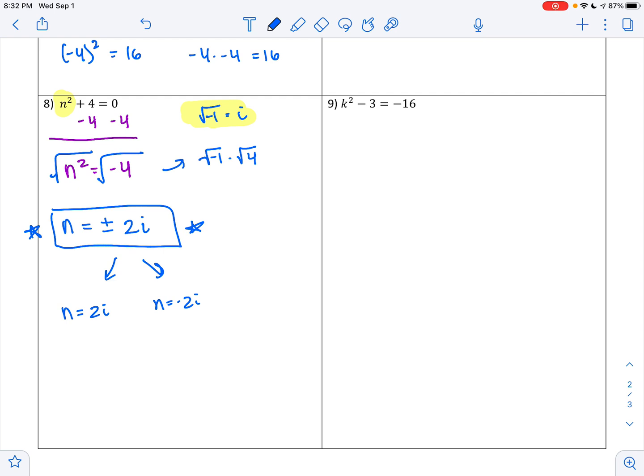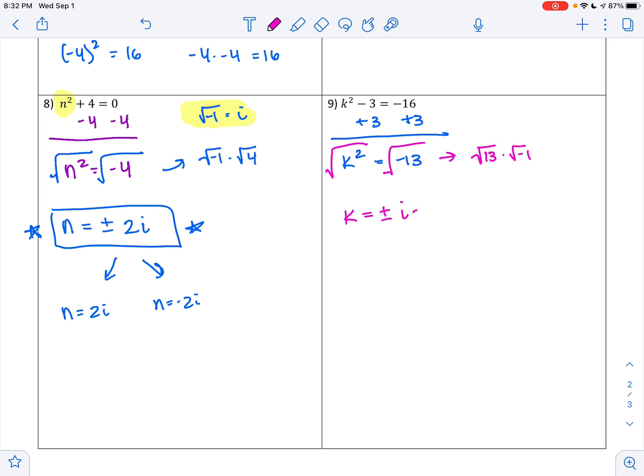On example 9, to undo subtraction, I'm going to do addition, and I'm going to add 3 to both sides. So I'll have k squared equals negative 13. To undo a square, I'll take the square root. The square root undoes the square, and that just leaves me with k. Whenever you take the square root of a number, it's always plus or minus. The square root of negative 13, I can break that up into the square root of 13 times the square root of negative 1. The square root of negative 1 is i.